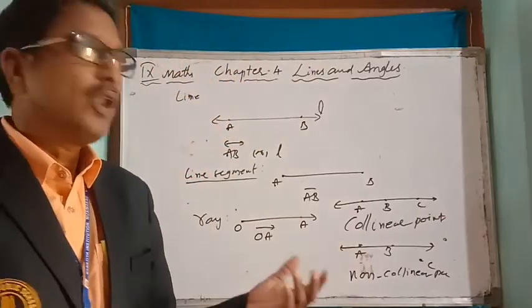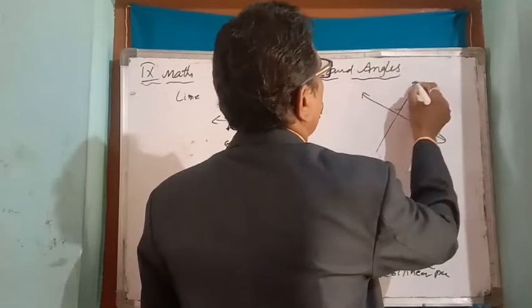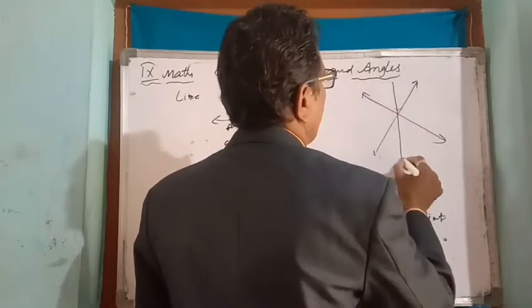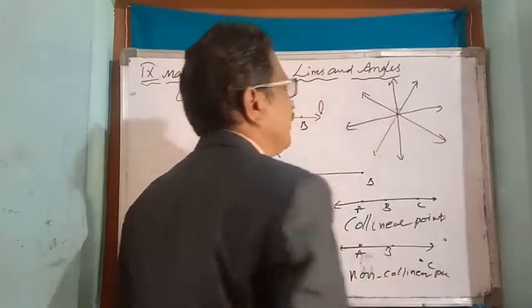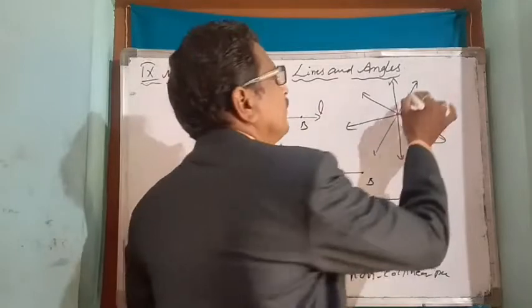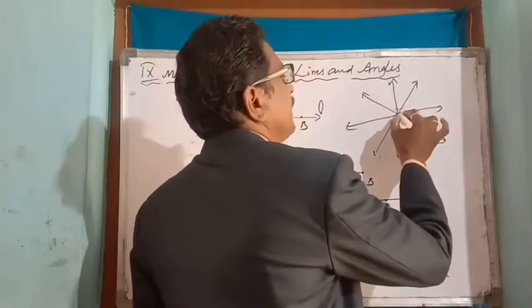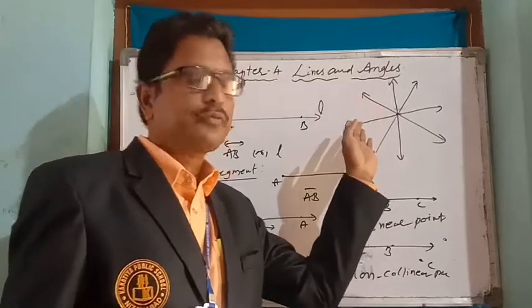Now, when three or more lines intersect at a point, meet at a point, these lines are called concurrent lines. Three or more lines that intersect at a point are called concurrent lines.